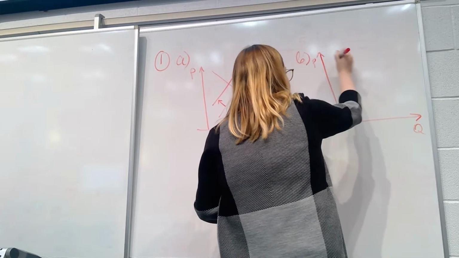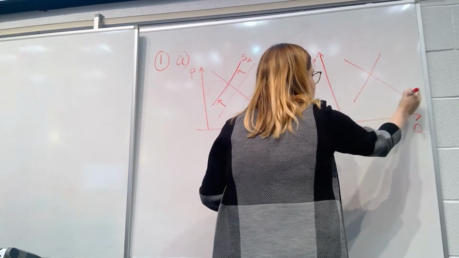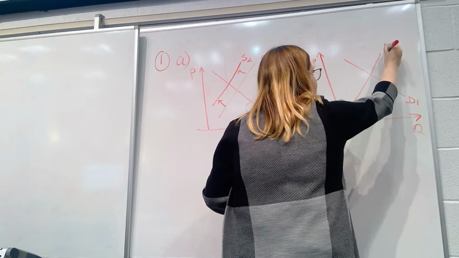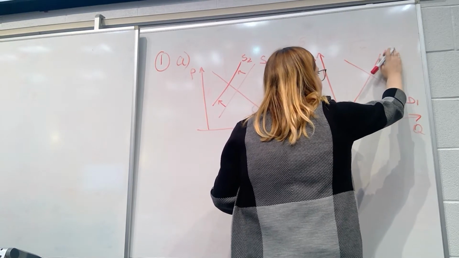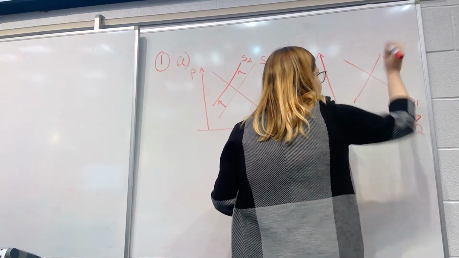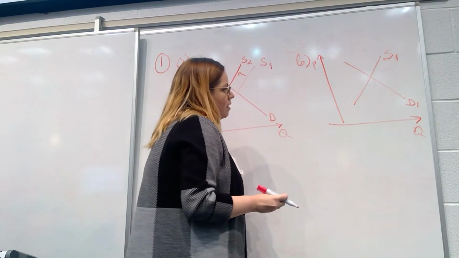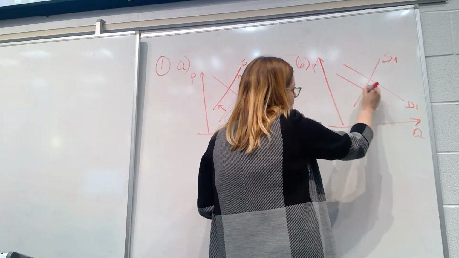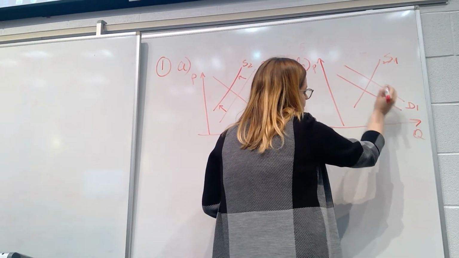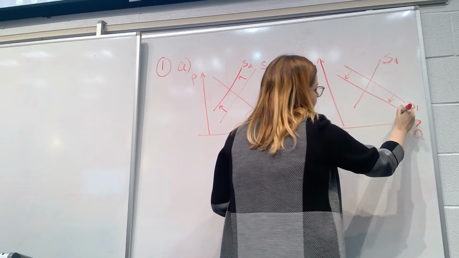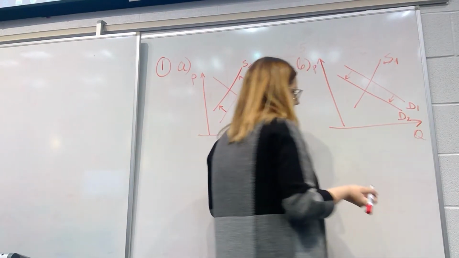So in terms of diagrams, we have quantity, we have price, we have our initial demand curve, D1, and we have our initial supply curve, which is S1. So if our demand for bread decreases, our demand curve shifts to the left, and we have D2 here.